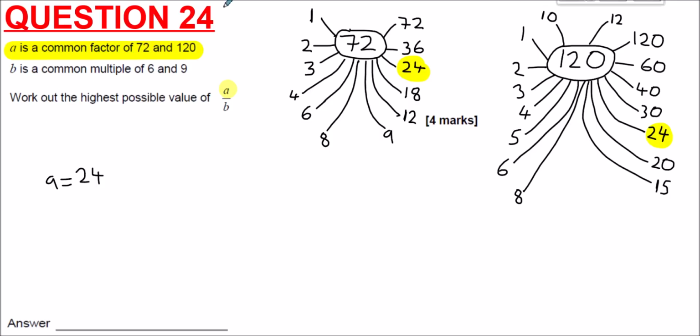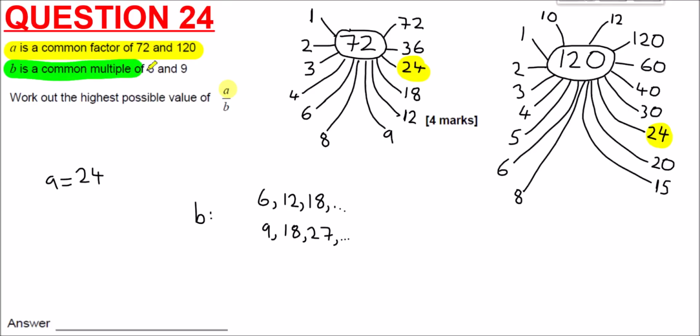Now b is a common multiple of 6 and 9. So think about what b is. Multiples of 6 are 6, 12, 18 and so on. Multiples of 9 are 9, 18, 27 and so on. So a common multiple for b is 18. In fact, 18 is the lowest common multiple of 6 and 9.